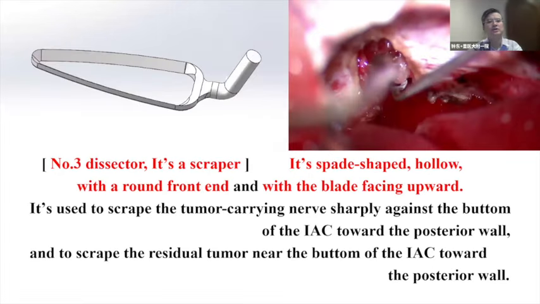This is number three detector. It's a scraper. It's spade-shaped, hollow, with a round front end and with a blade facing upward. It's used to scrape the tumor-carrying nerve sharply against the bottom of the IAC towards the posterior wall and scrape the residual tumor at the bottom of IAC towards the posterior wall.